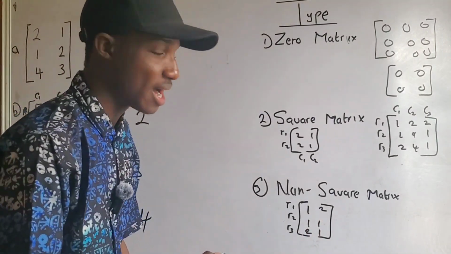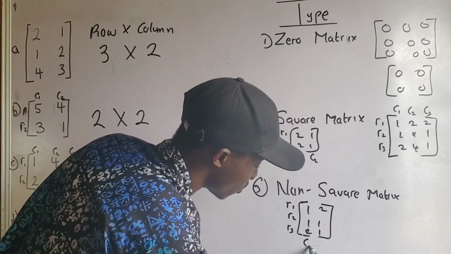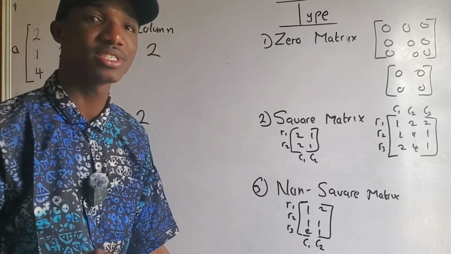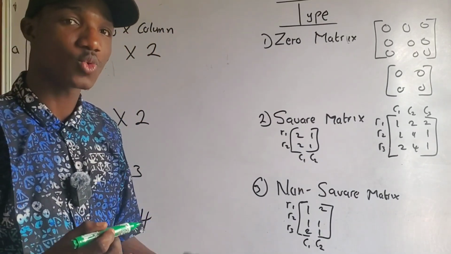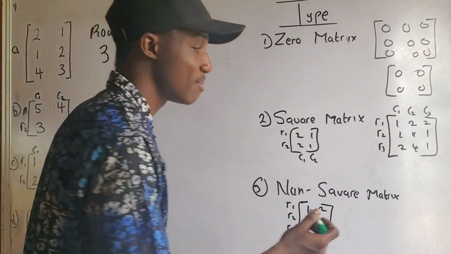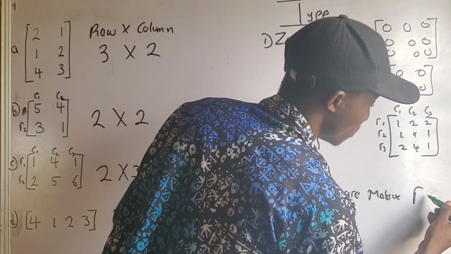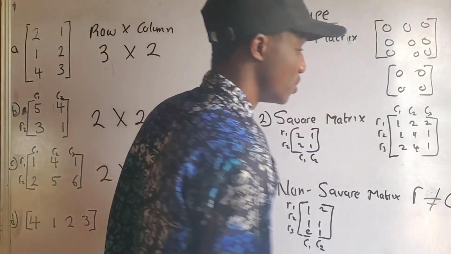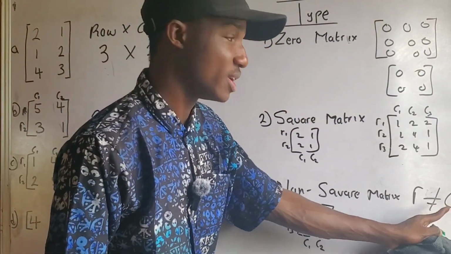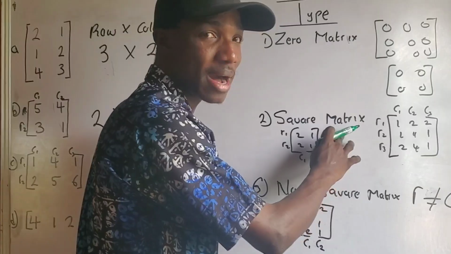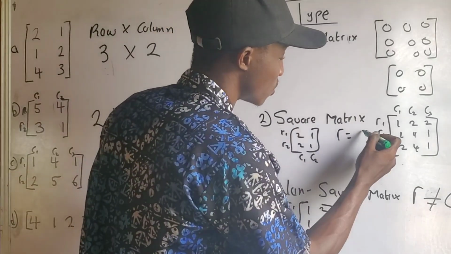Do you know how many columns we have? You're having 2 columns. This is column 1 and this is column 2. So this kind of matrix is a non-square matrix. You understand? That is, the number of rows is not equal to the number of columns. Just master this. In the square matrix, the number of rows is equal to the number of columns.